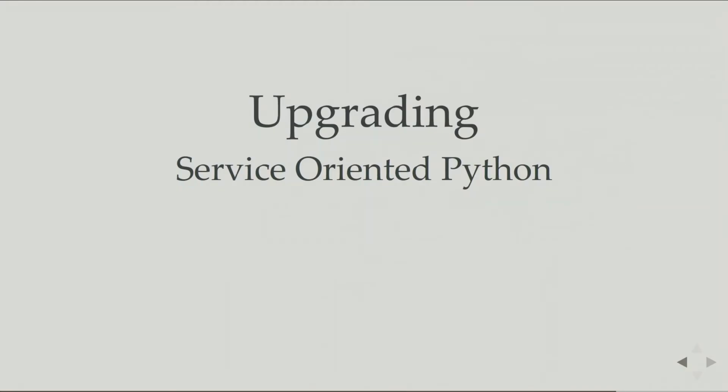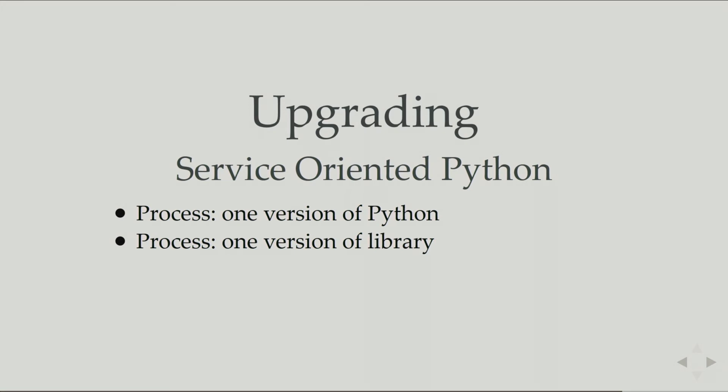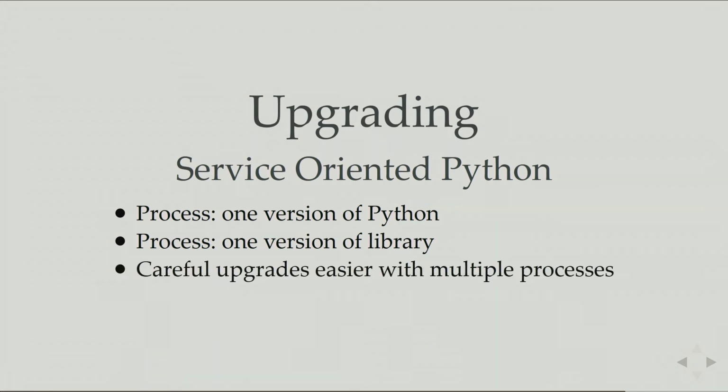So if you want to be careful, a service-oriented approach makes a great thing. The reason is one process can only be on one version of Python at a time. Also in Python, one process can only load one version of a library at a time. So if you want to be very, very careful, then when you have multiple processes doing different things, each with different surface area, upgrading one process is going to be much easier because you only have to update all their libraries and all that code.